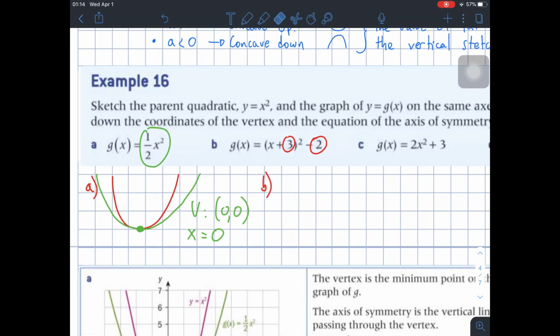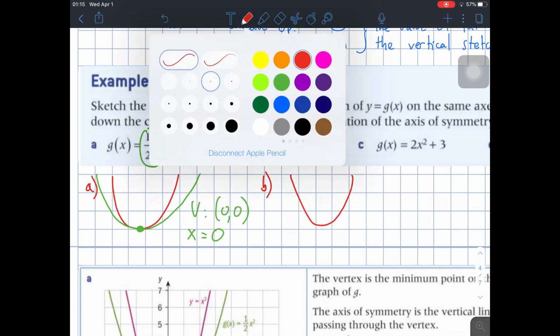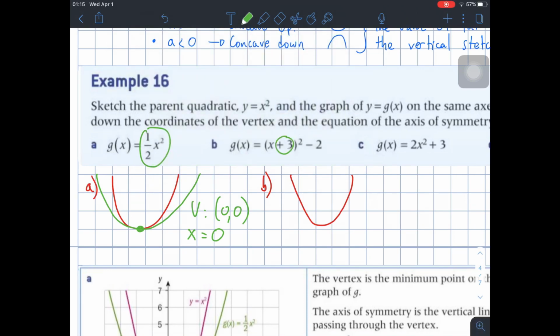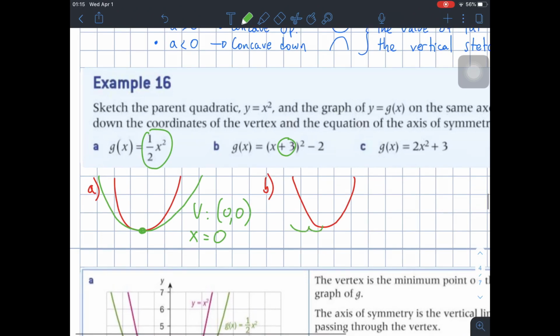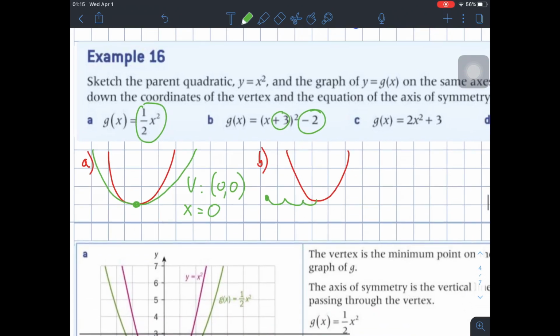So if we analyze where the function moves, let's say that this is the original, the parent function, okay? This plus 3 means that the new parabola is shifted 3 units to the left, right? So we're going to move 3 units, 1, 2, 3, somewhere around here. And then this negative 2 says that the parabola moves 2 units down, right? So 1, 2.